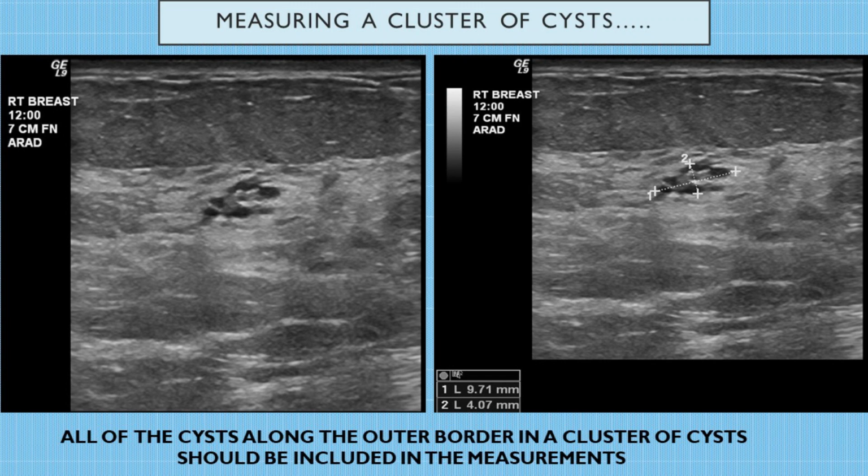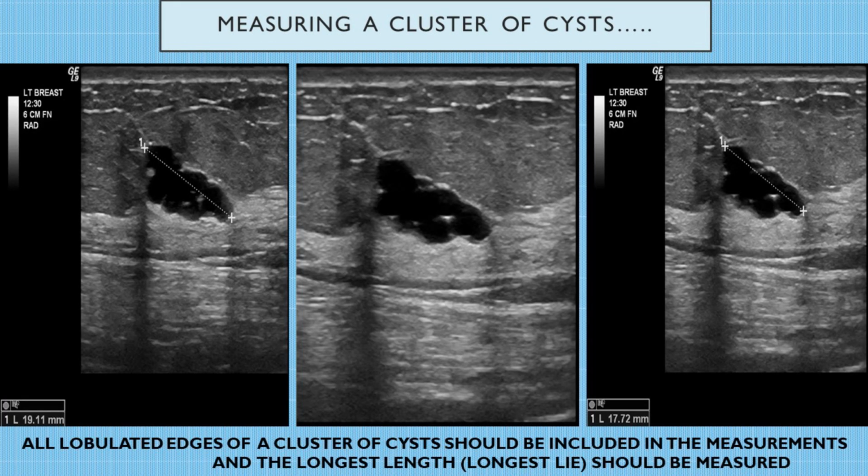When measuring a cluster of cysts, it's important to measure the cysts along the outer border of the cluster of the cysts, and also to measure the longest lie of the cluster of cysts. A cluster of cysts will have lobulated edges, and it's important that these lobulations be included in the measurements of the cluster of cysts. Think of a cluster of grapes. You'd want to ensure that you include all the grapes, especially the grapes along the outer borders of the cluster within your measurements, and also ensure that you're following the longest lie of that cluster.